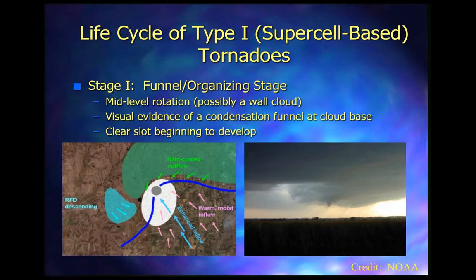Recall that mid-level rotation is due to tilting of environmental vorticity. You can get visual evidence of a condensation funnel or at least a strong wall cloud at cloud base, and then a clear slot beginning to develop around the west side of the storm.